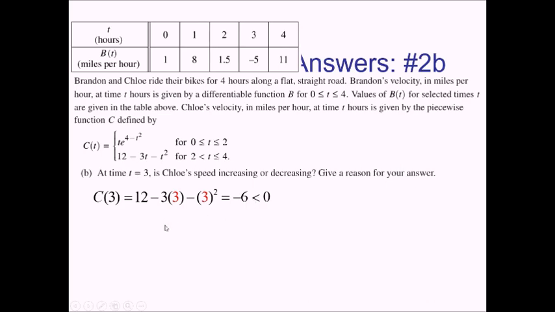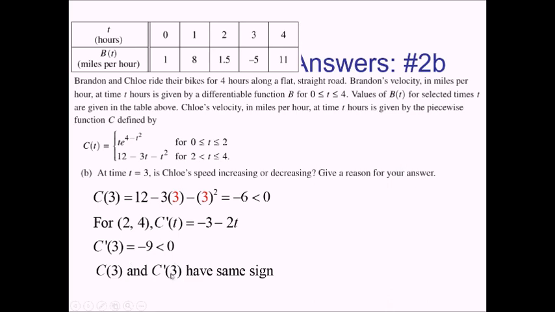Now moving on to the acceleration, for that we need c prime. On the interval from 2 to 4, which is what we need because we're doing c prime of 3, c prime is going to be negative 3 minus 2t, just using our power rule. And now if I do c prime of 3, we're doing negative 3 minus 2 times 3, so negative 3 minus 6, which is negative 9, also a negative number. We observe that Chloe's velocity and acceleration, c and c prime, have the same sign. They're both negative. Therefore, Chloe's speed is increasing at time 3.